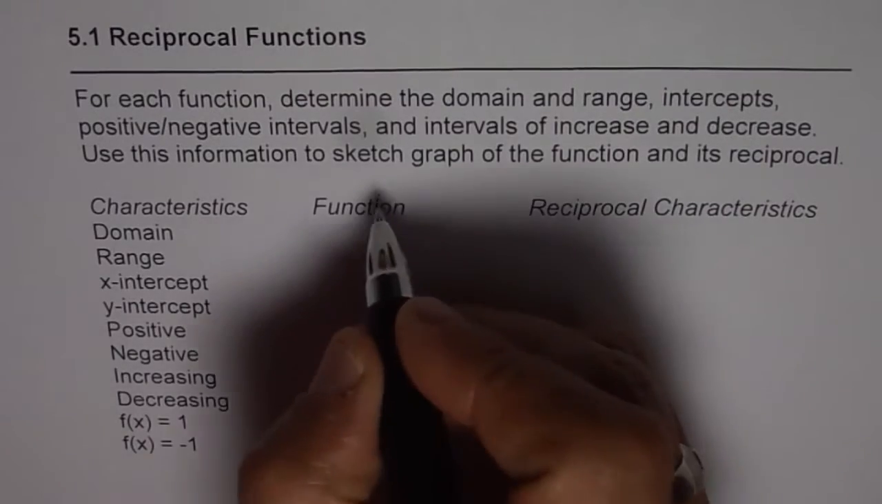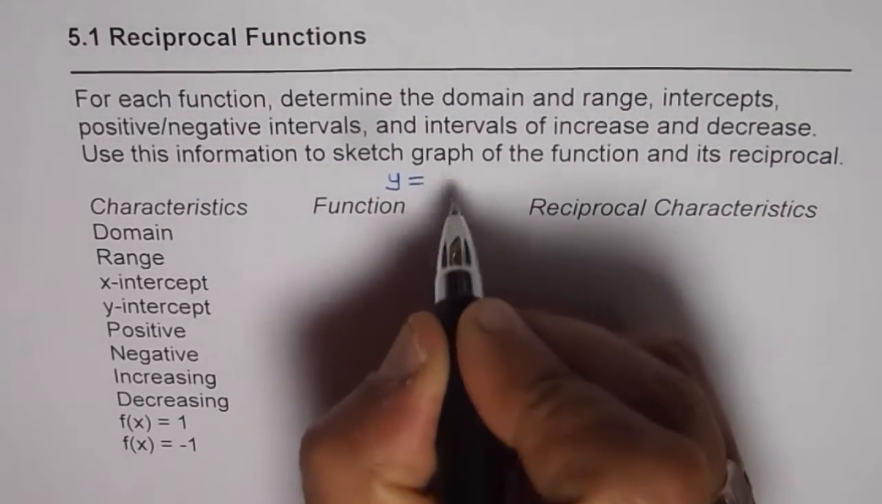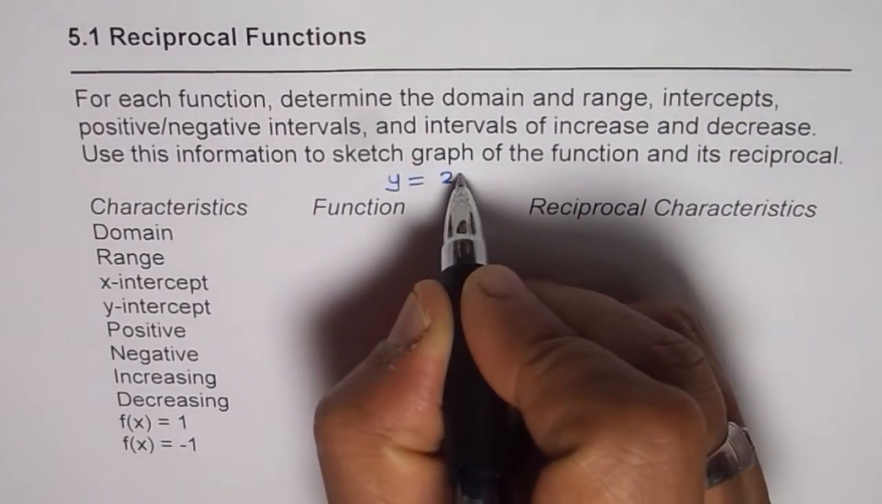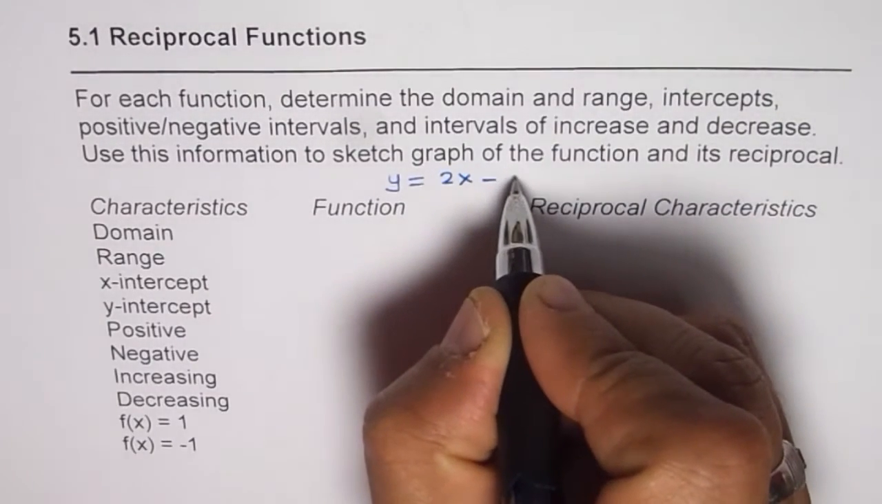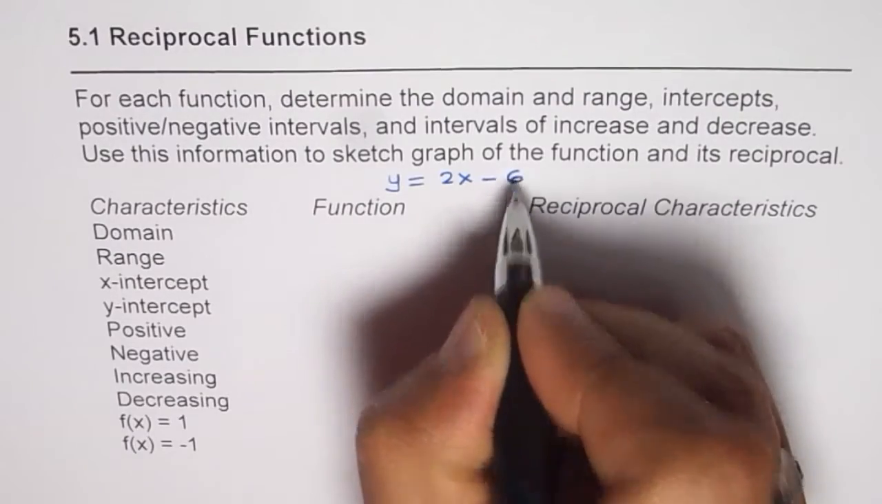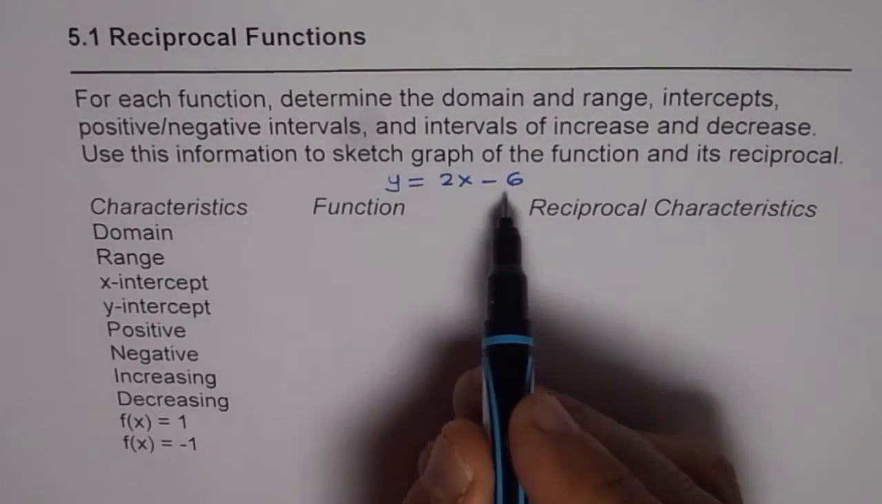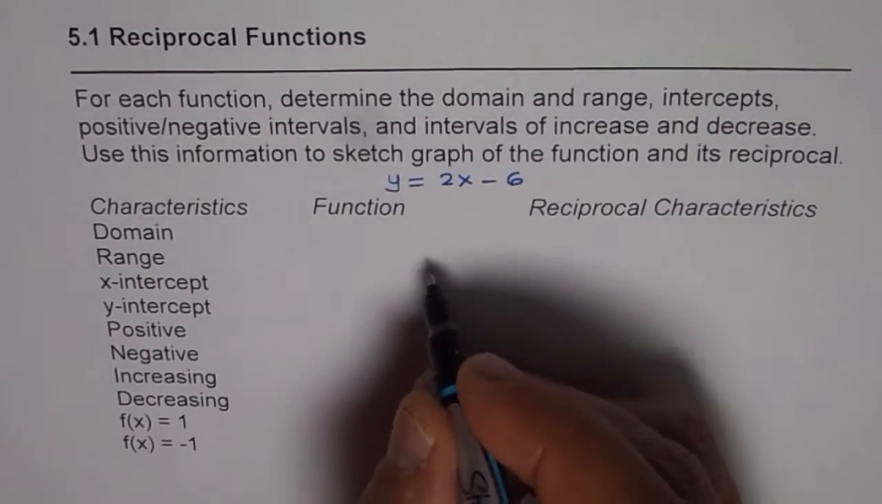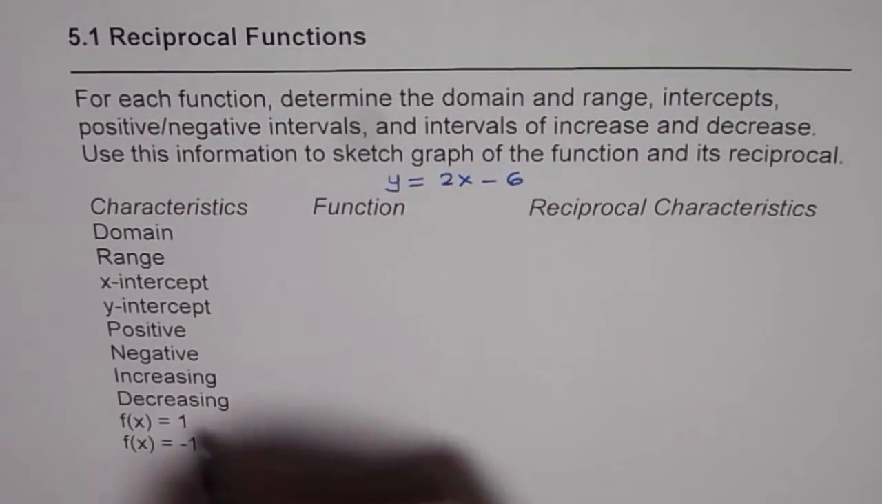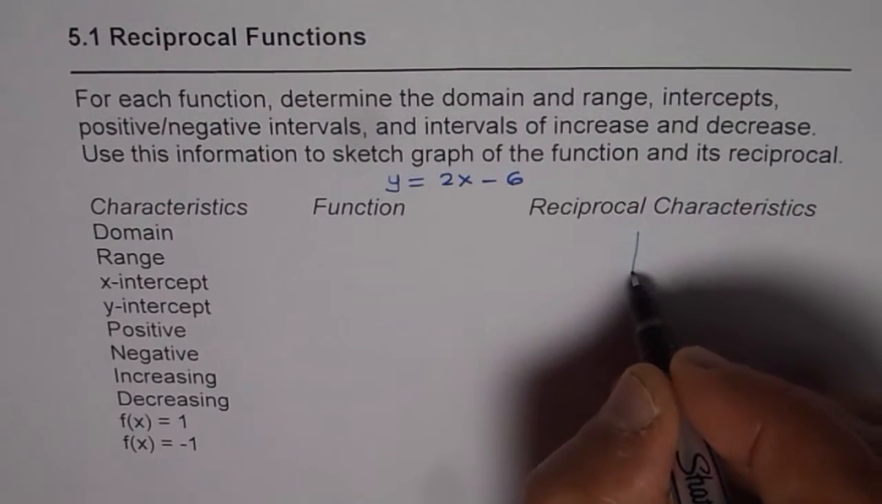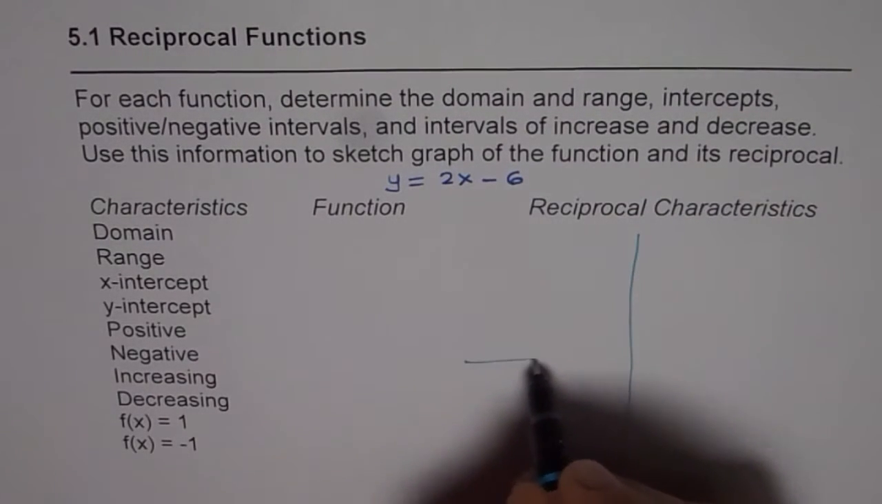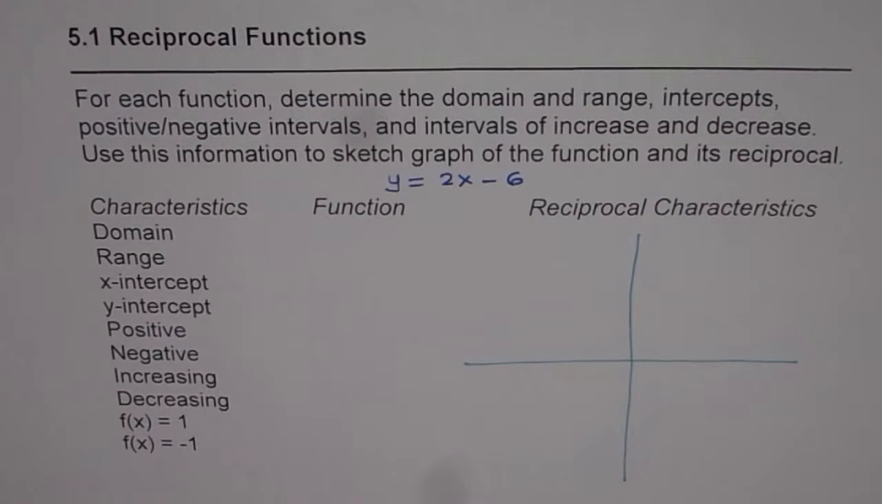So to start with, let me write down a function as y equals 2x minus, let us say, 6, right? Now if I have a function 2x minus 6, I know that its y-intercept is minus 6 and slope is positive 2. So I'll sketch the function here first. I'm using the space. It is very little space to discuss all the characteristics, but I think we'll make good use of this space and do something meaningful.